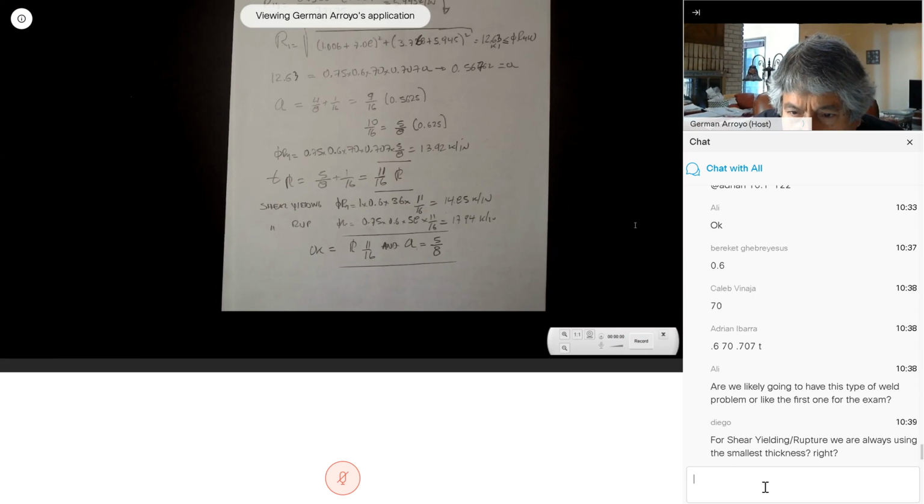Here again, we are always using this same thing. We decided that because the code is not clear about which one is the base method. Whenever we use shear yielding and shear rupture, we're going to use the smallest thickness as long as they are made of the same material. Sometimes combinations of different materials could be tricky, but if they are the same material for everything, the smallest thickness is the one. Any other question?